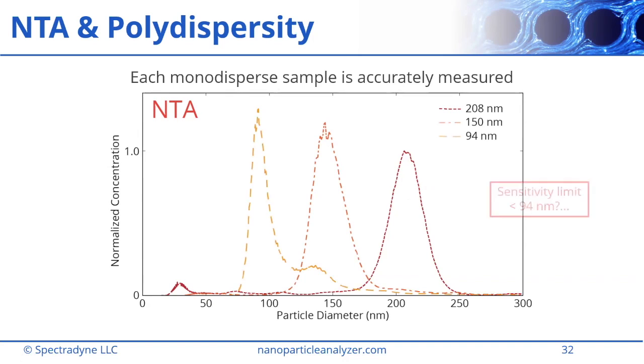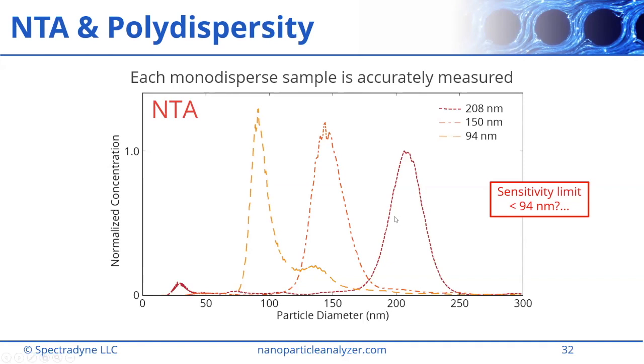And from this, you would think that NTA is doing a great job and that the sensitivity limit, the detection limit, must be much smaller than 94 nanometers diameter, right? Because it picked these up just fine. In fact, you would be right if the sample is monodisperse. NTA has been shown to measure as small as 10 nanometers with very brightly scattering gold particles, for example. The key word is that these particles are monodispersed, so they're all the same size.